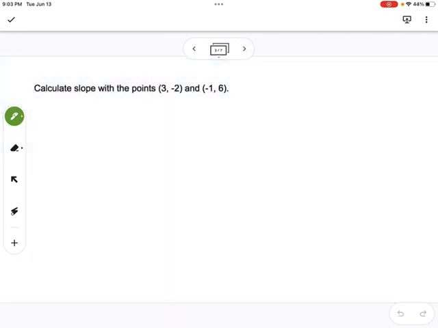The next thing we're going to review is how we calculate slope. So calculating slope, we are going to use the equation m equals y2 minus y1 over x2 minus x1. Okay, so that means we want to label our points. When you have a point, the x value is first, the y value is second. So we can label our points x1, y1, and x2, y2.